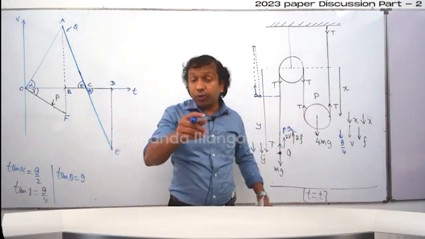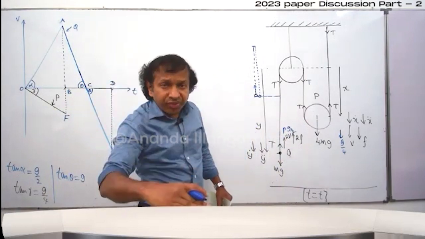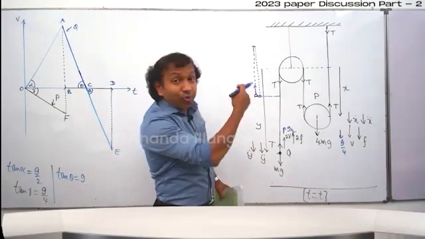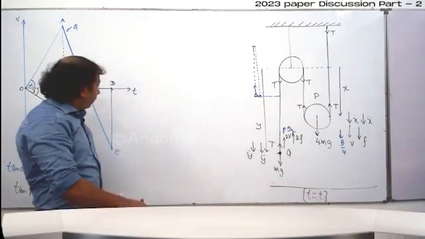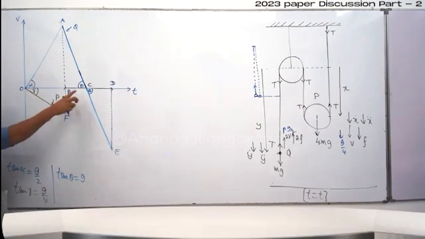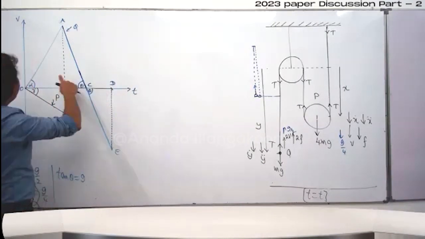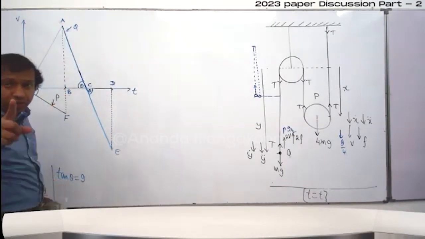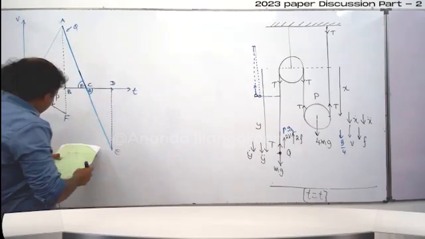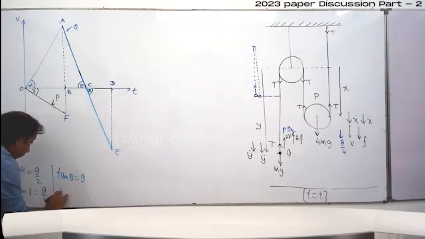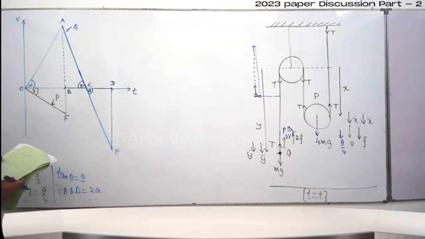During that time interval, I told you, once this P moves downward 1 centimeter during 1 second, during the same 1 second, Q moves upwards 2 centimeters. So during this time, when P moves downward A, during the same time interval, Q moves upward 2A. So the area OAB should be what? 2A, right? OAB area, people, 2A, no? OAB area is 2A.